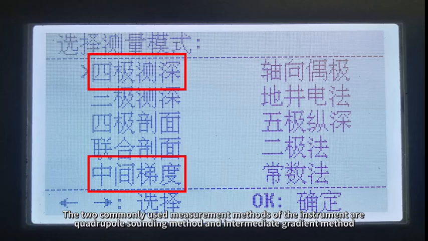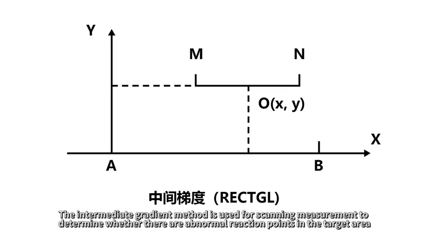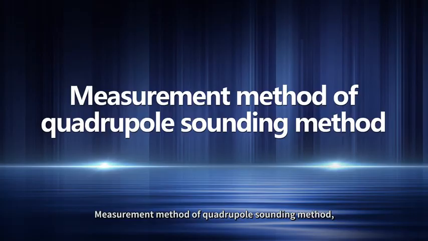The two commonly used measurement methods of the instrument are the quadruple sounding method and the intermediate gradient method. The quadruple sounding method is used to determine the depth of the target after knowing the abnormal points. The intermediate gradient method is used for scanning measurement to determine whether there are abnormal reaction points in the target area. Measurement method of the quadruple sounding method.